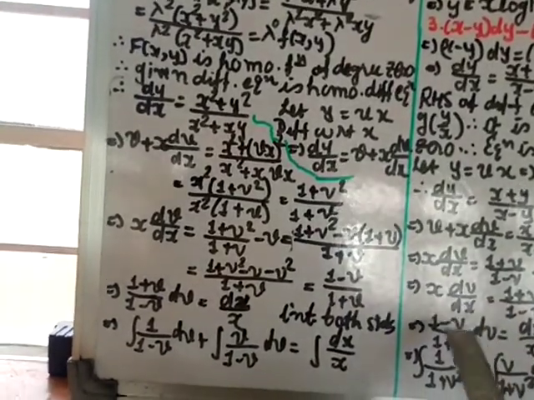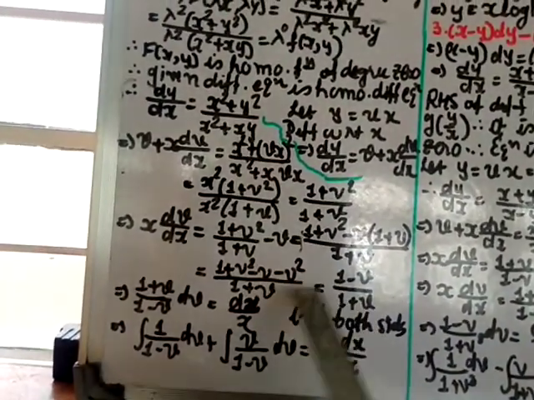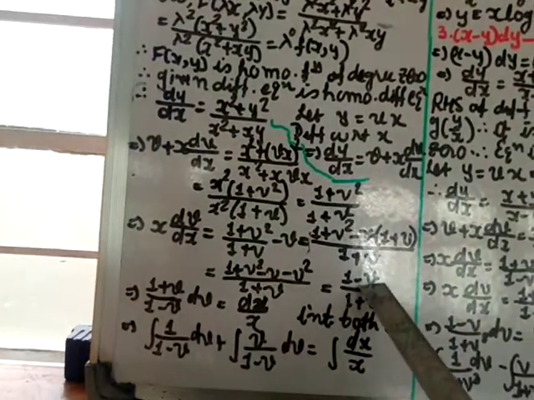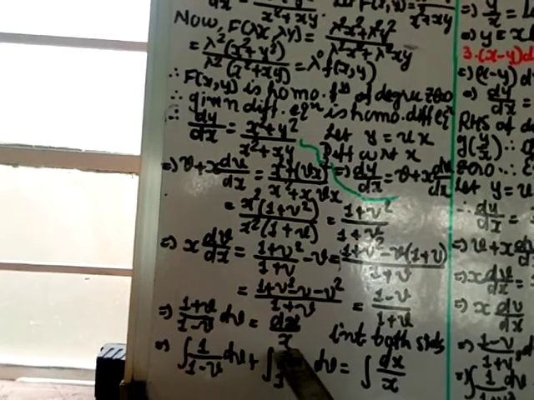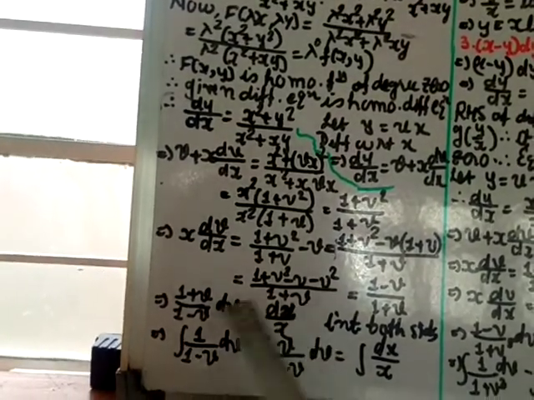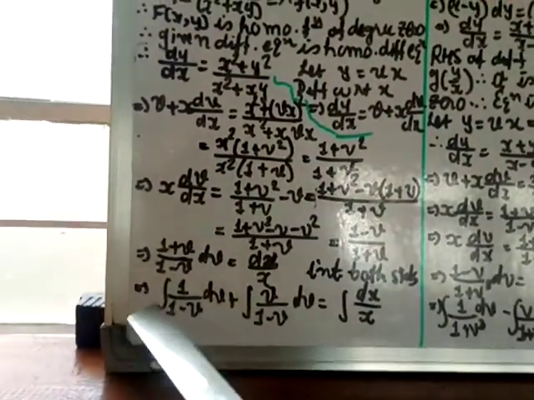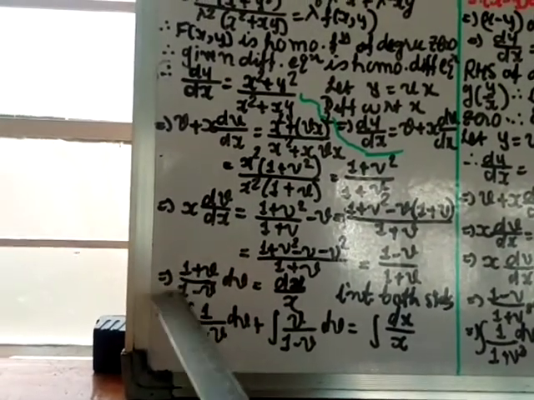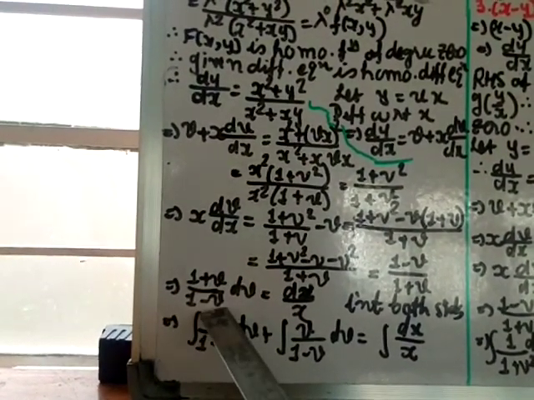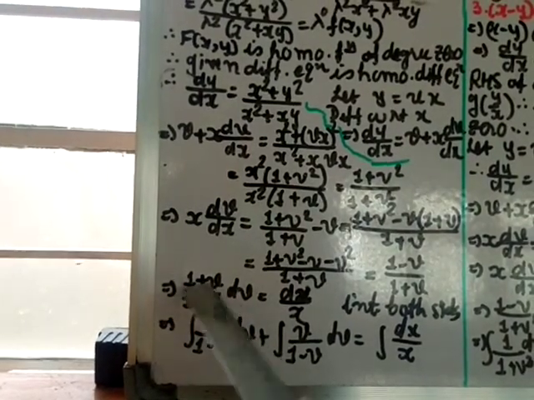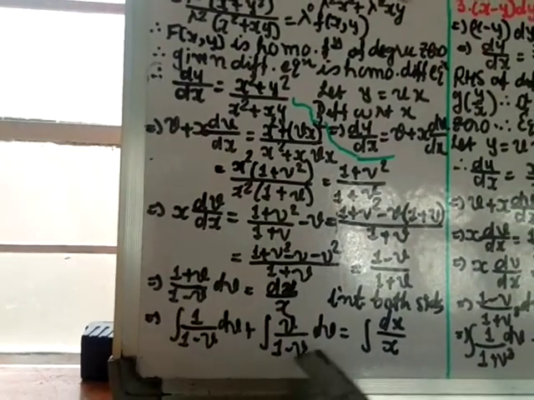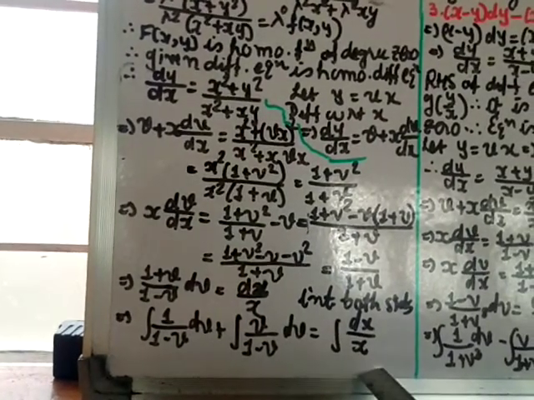Now you have to separate the variables, so 1 plus v you transfer here, it will go in the numerator, and 1 minus v you transfer, it will go in the denominator. Here dv, and x you transfer, it will go in the denominator, dx you transfer, it will go in the numerator. Now integrating both sides. So integrating, I am separating this into 1 by 1 minus v and v by 1 minus v. So integral dv by (1 minus v) plus integral v by (1 minus v) dv equal to, on this side, integral dx by x.